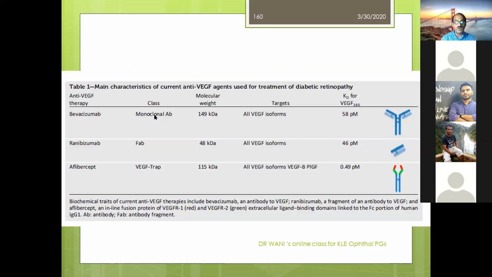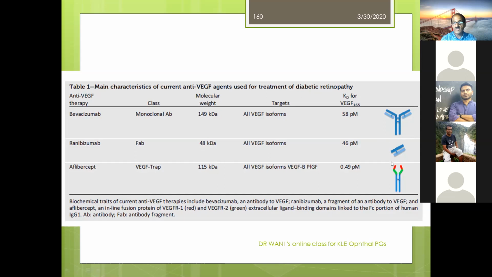Bevacizumab is a monoclonal antibody. It acts against all VEGF isoforms, and its molecular weight is so much. You can see the upper part, the hand-like portion, is the antibody portion, and this vertical one is the complement portion. Ranibizumab, we can see, takes only this antibody portion. It cuts off the Fc portion, so it claims that it does not penetrate the eye and go into systemic circulation. The aflibercept is something novel.